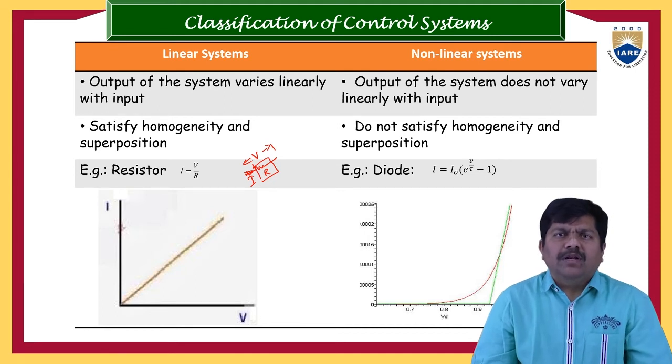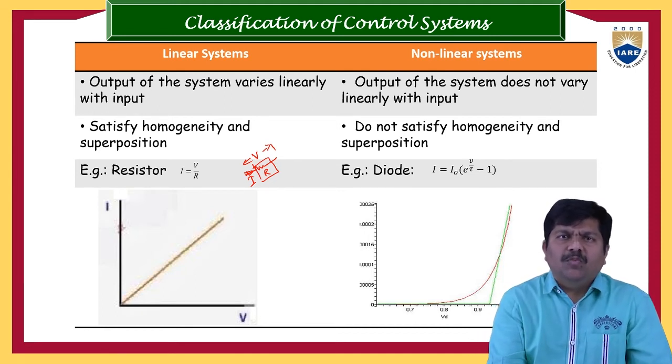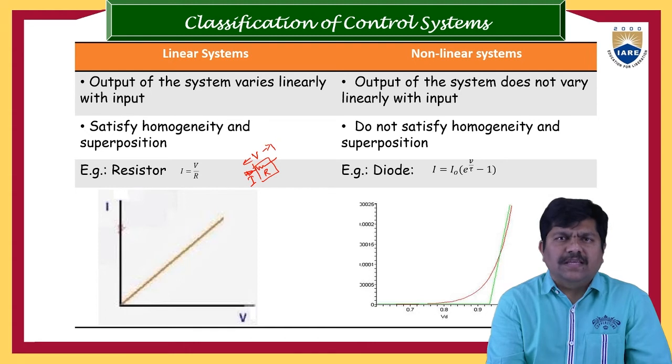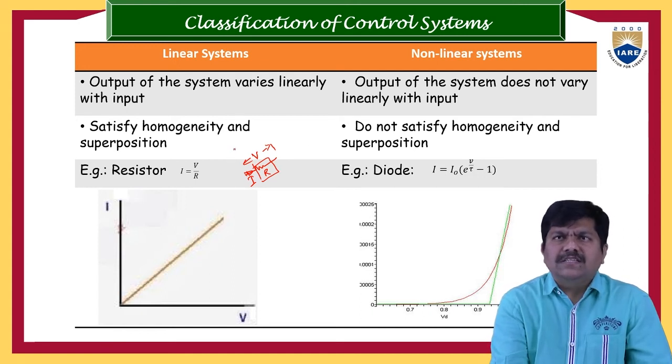So here, what is the input and what is the output? Current is the input and the output is the voltage in this example. If you establish the relation between input and output, the relation is linear. So that is what a linear system is.